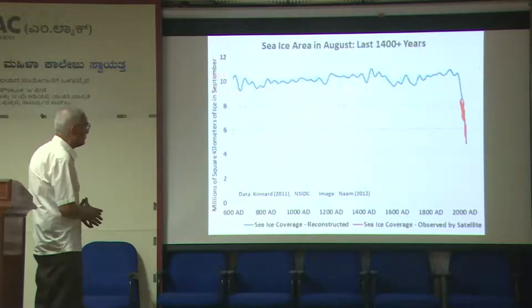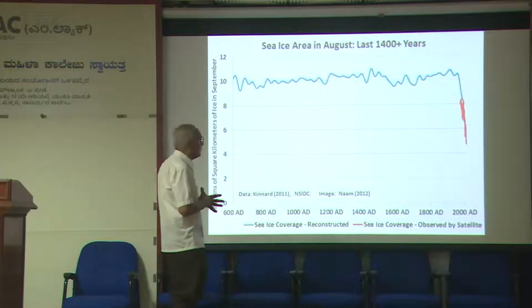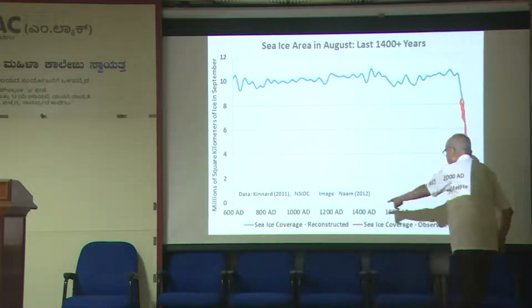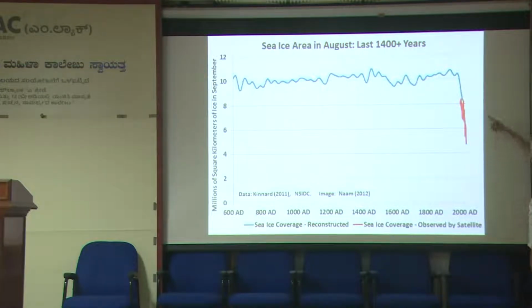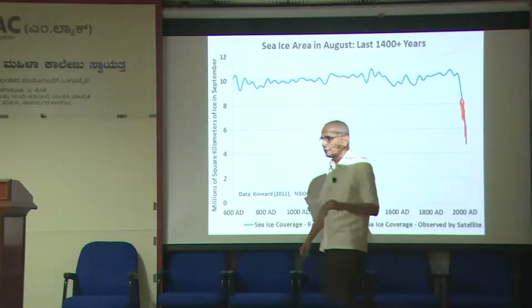Okay, next. Now what's happening in the last 100 years? Because the temperature rose rapidly, this is 1,400 years of data of the sea ice, and see how rapidly it is falling. The sea ice in the Arctic is changing very rapidly just in the last 100 years. Before that it was stable for thousands of years.